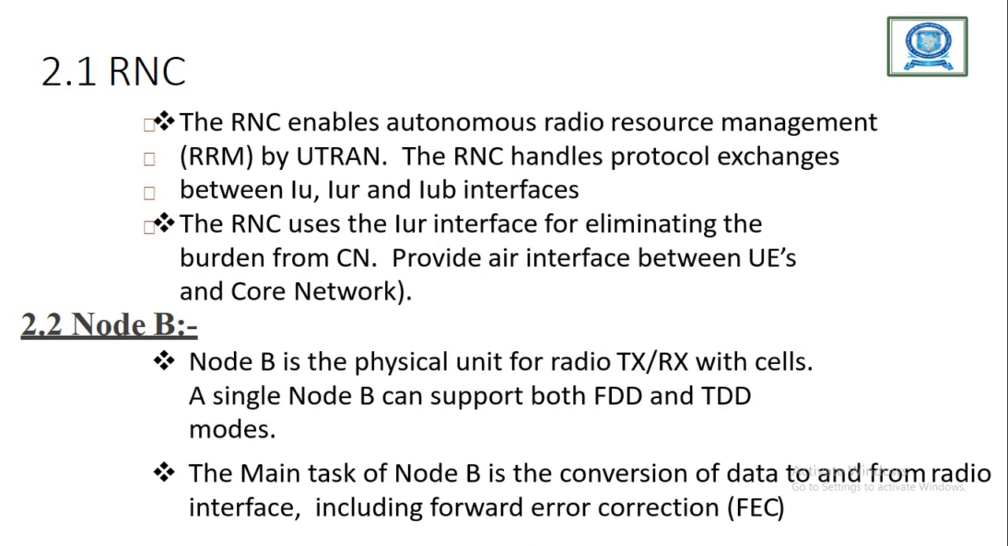The RNC enables autonomous radio resource management by UTRAN, and the RNC handles protocol exchange between the Iu, Iur and Iub interfaces, and the RNC uses the Iur interface for eliminating the burden of the CN, and provides the air interface between user equipment and core networks. Node B is a physical unit for radio transmitter and receiver with the cells. A single Node B can support both FDD and TDD modes of operation. The main task of Node B is conversion of data to and from the radio interface, including forward error correction also.